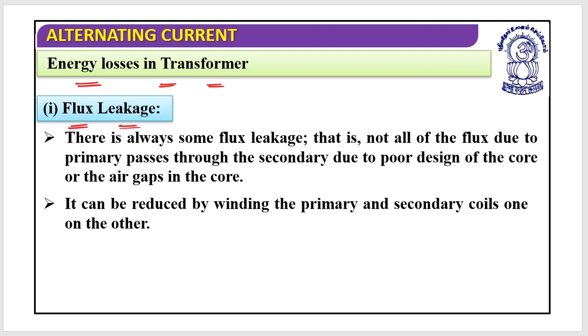First loss would be regarding the flux leakage. There is always some flux leakage, meaning not all of the flux due to the primary passes through the secondary, due to a poor design of the core, or air gaps in the core. This can be reduced by winding the primary and secondary coil one over the other. This will reduce the air gap, as well as the losses, because energy needs to travel through air only. So if we wind it one over the other, this will reduce those losses.